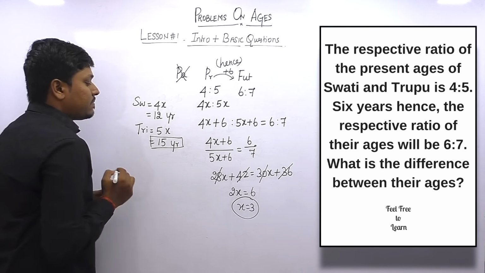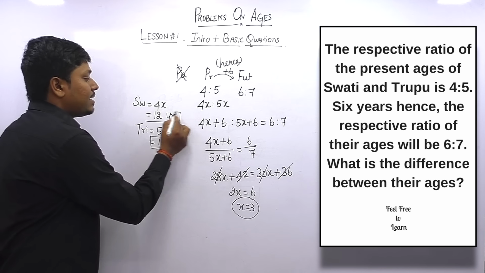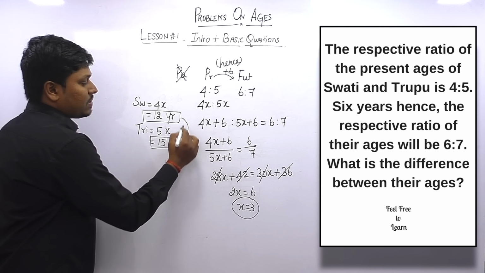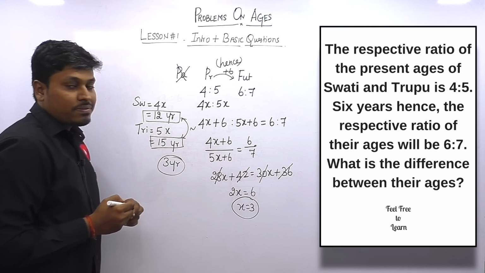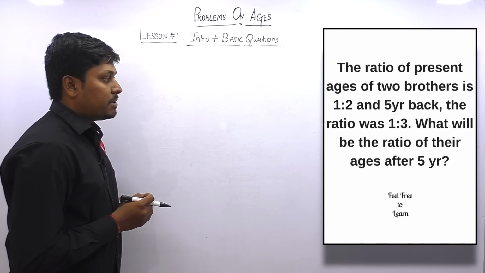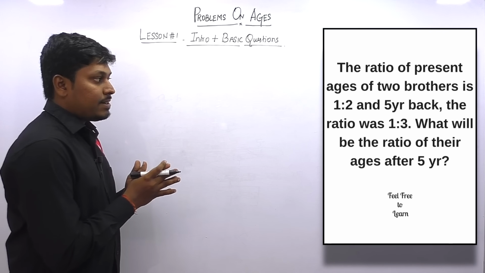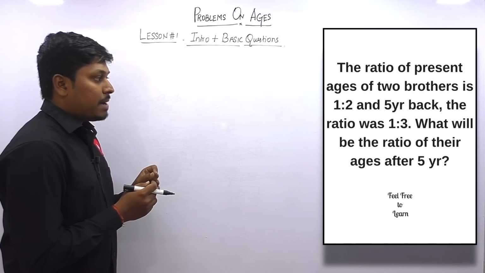So Tripu's age is 15 and Swati's age is 12, and what is our target? Our target is to find the difference of their ages. The difference of their ages is 3 years. So finally we can say that the difference of the ages of the two persons, Swati and Tripu, is 3 years.